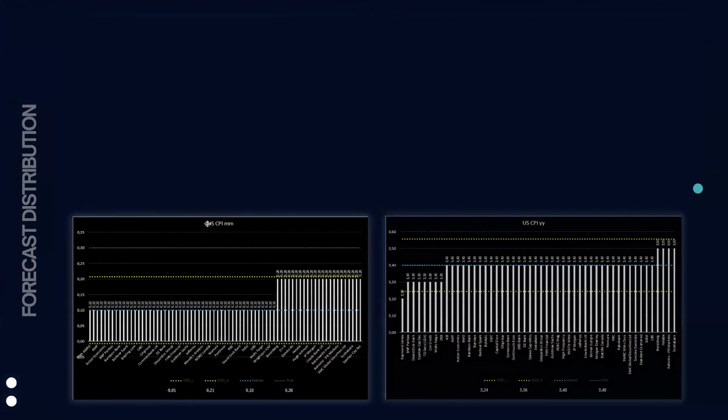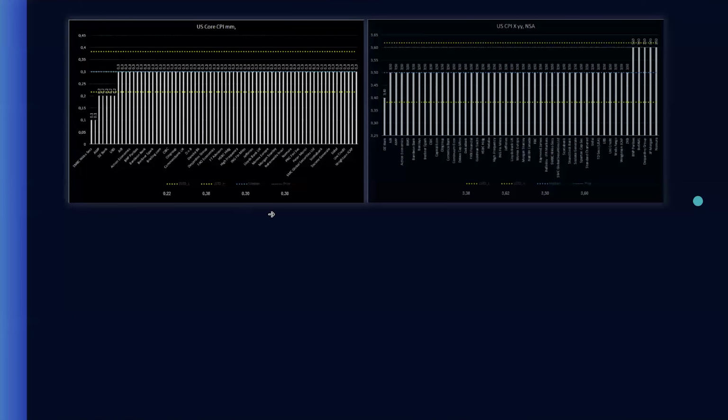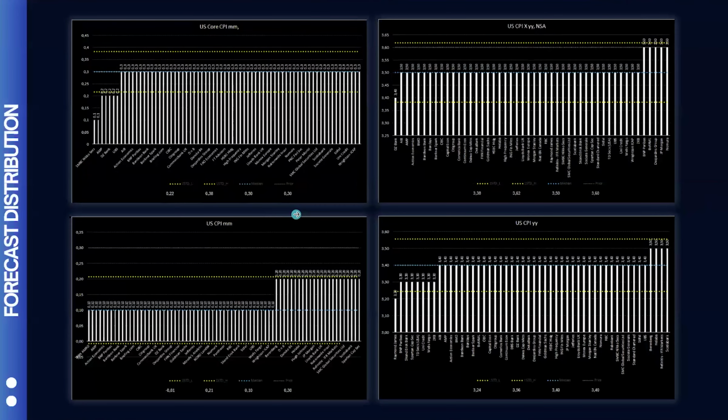Let's take the core month-on-month. We spoke about that one as well. Our trigger for a big miss was 0.2, and the ideal trigger for a beat was 0.4. Now, again, how did we get these numbers? The exact same way that we got the European numbers that we just looked at.